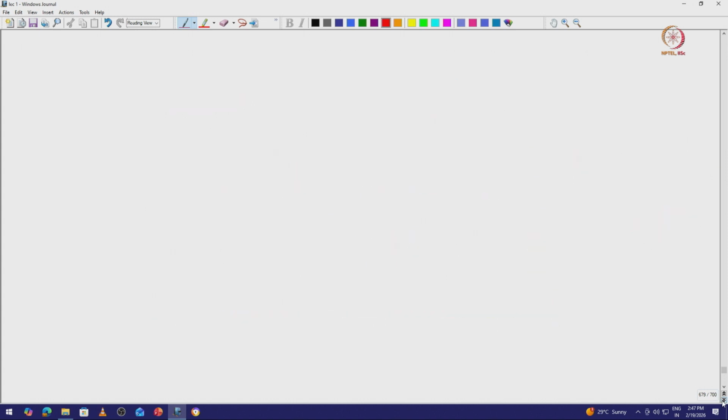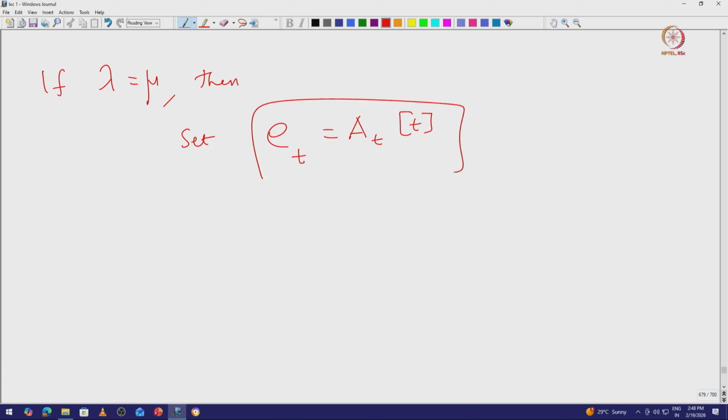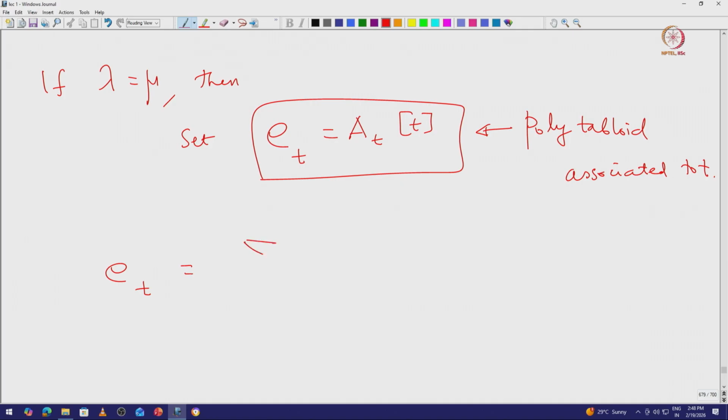Now when λ equals μ, we have the image of T, and that we call the polytabloid associated with T. When λ equals μ, we set E_T to be A_T applied on T. This is what we call the polytabloid associated to T. More explicitly, you take the operator A_T, which is the sum of sgn(π), and then we apply φ^λ of π on T, for various π coming from this C_T.